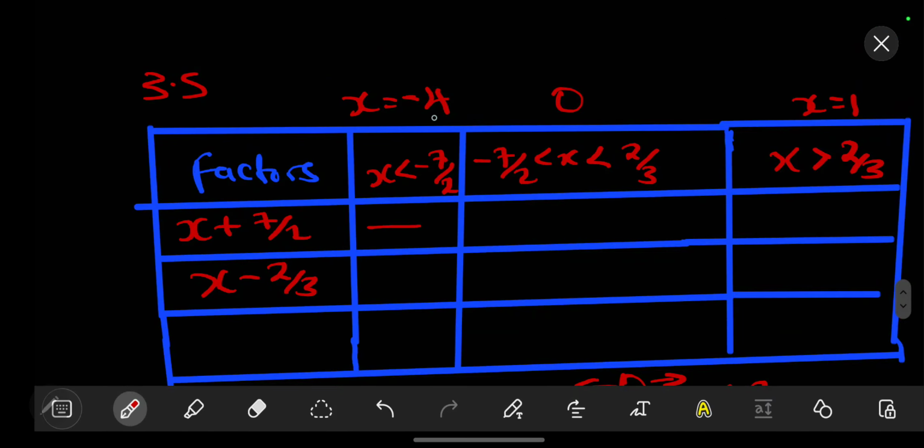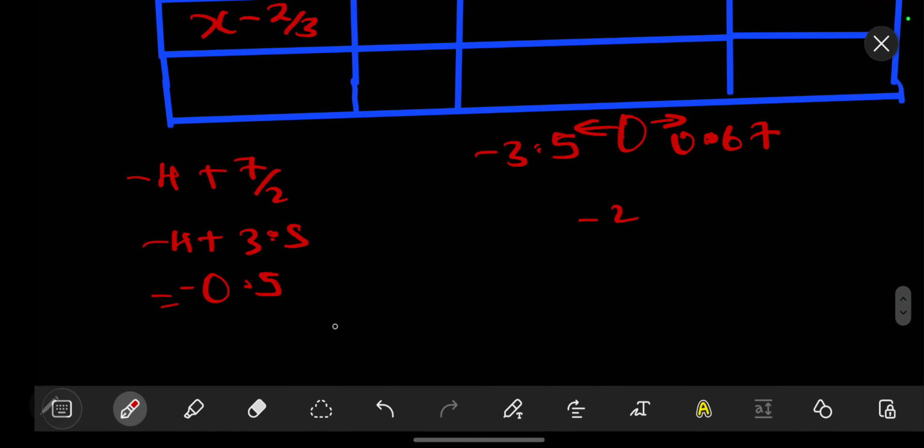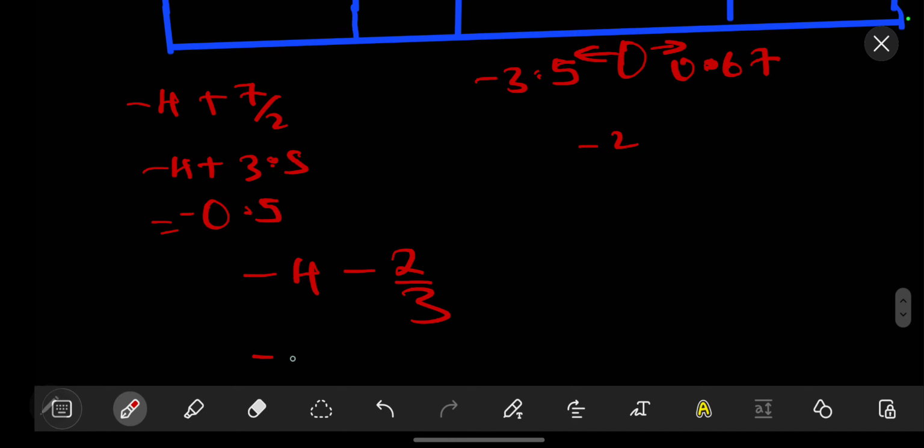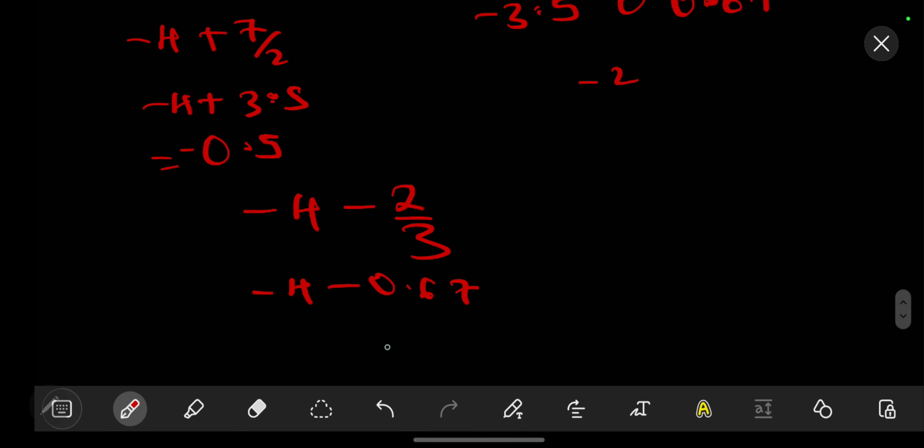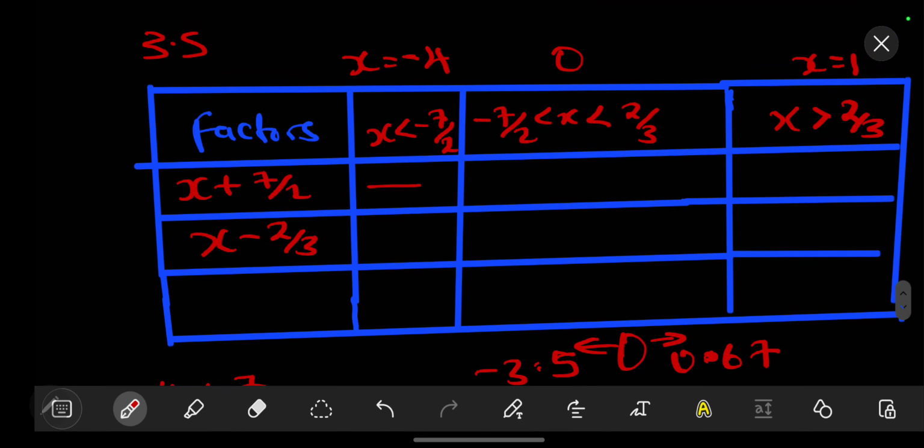Now when we are here, if we put negative 4 here without wasting time, we have negative 4 minus 2 over 3, which is approximately, both are negative. So even the result will be negative, equal to negative 4.67 if we add those magnitudes. So we are going to have a negative. Then we have our product. Our product in this case is equal to this times this. It will give us a positive like that.